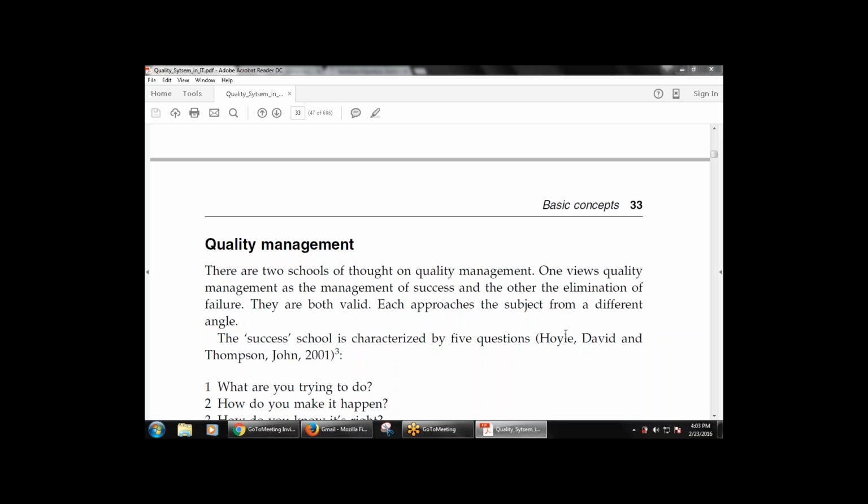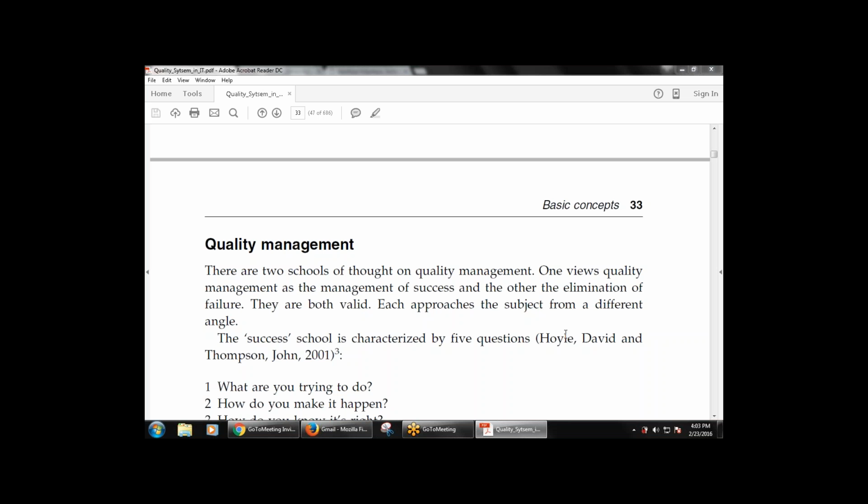Today I'm going to continue with the same module, that is quality systems in IT. In the last class we discussed the quality parameters, what quality management is, how to do quality management, and the various tools used to make quality improvement. So let's start with what we covered in the last class.